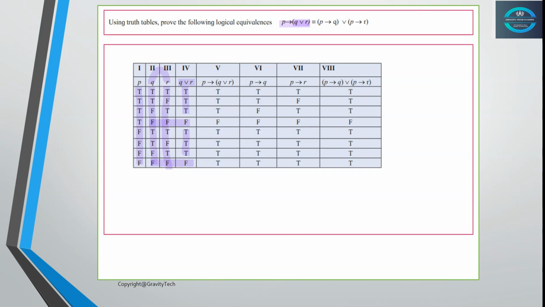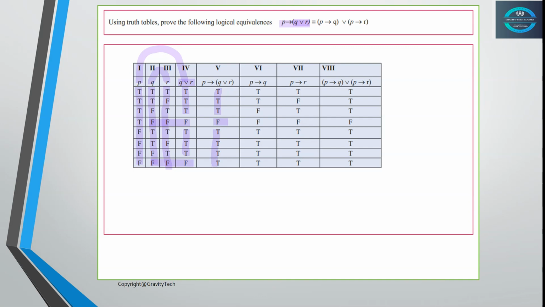Now what we want is P implies (Q or R). What does P implies mean? TF gives F. So you need to check where P has T and Q or R has an F. Wherever you find the TF entry, you will write F. See, here there is T and F, so here F will come. Is there anywhere else TF? No. So everywhere else T. Understood? It's easy. So that is our part A.